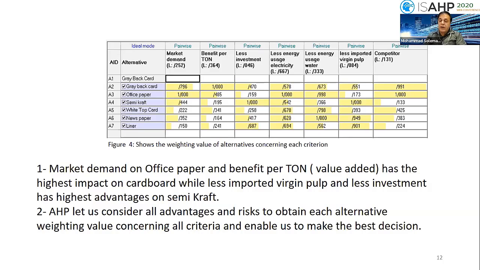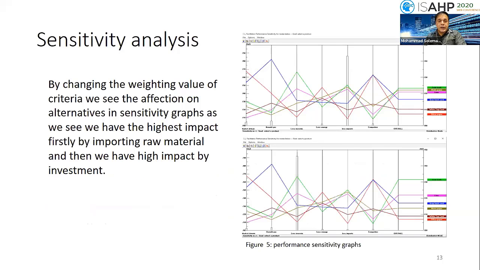AHP lets us consider all advantages and risks to obtain each alternative's weighting value concerning all criteria, to make the best decision. But it's not finished yet. We should have the sensitivity analysis. We still need to find out which alternative is the most sensitive if the value of each criterion changes. Figure 5 illustrates the performance sensitivity graph by changing the value of each criterion. We find the highest impact happens firstly in importing raw material and then in the investment. So we should be more careful about these 2 criteria, because they may cause more mistakes.